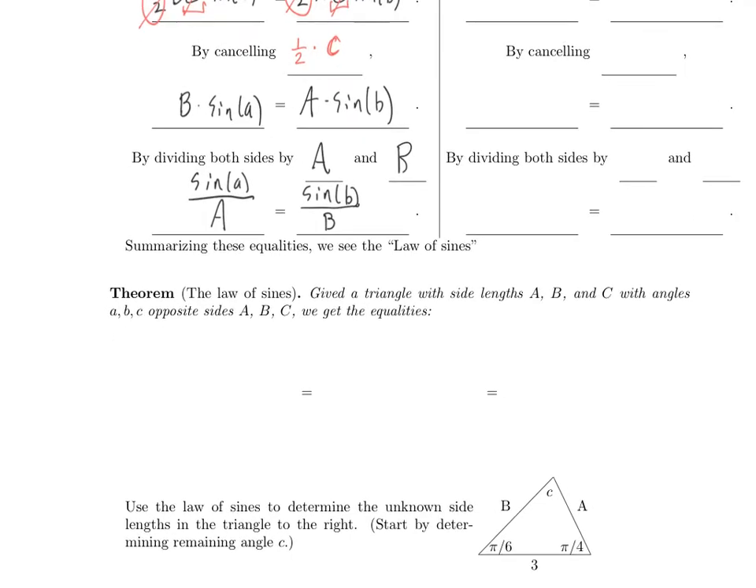So, law of sines. Here's what the law of sines says. Given a triangle with side lengths a, b, and c, with angles A, B, and C opposite the sides labeled a, b, and c, we get the following equalities. We get that sine of big A divided by little a is the same as the sine of big B divided by little b.